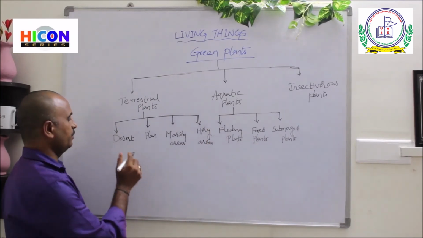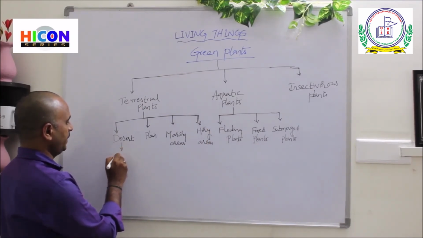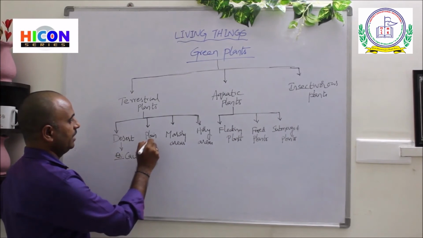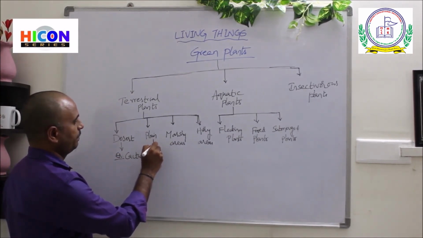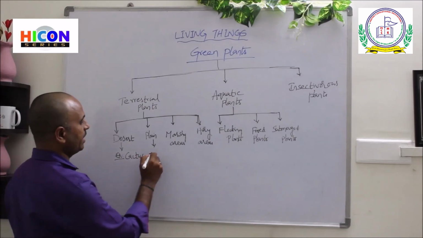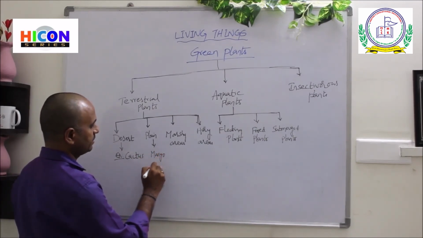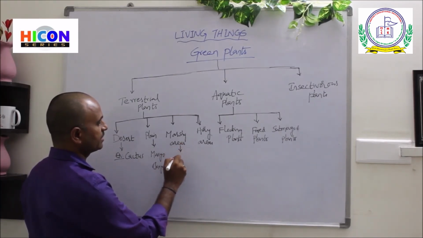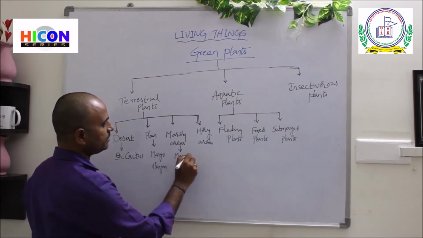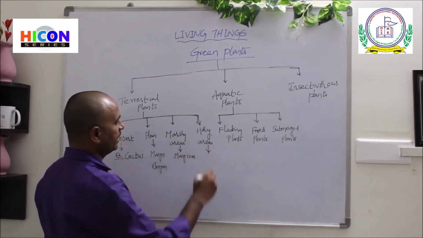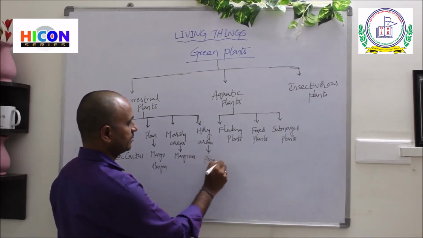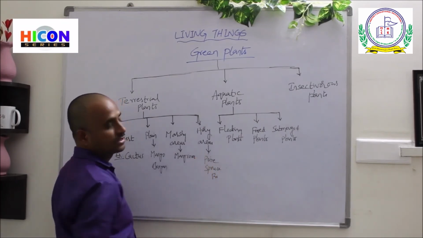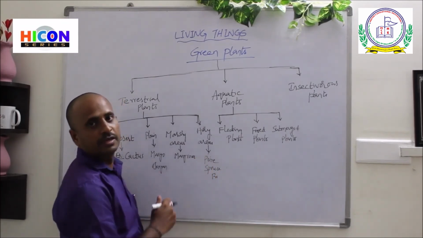And let us see two examples for each one. For desert plants, the examples are cactus and palm trees, and the examples for the plants which grow in plain areas are mango trees, banyan trees and peepal trees, etc. The plants which grow in marshy areas are mangroves, and the plants which grow in hilly areas are pine trees, spruce trees and fir trees. So these are the examples for the plants which grow in hilly areas.